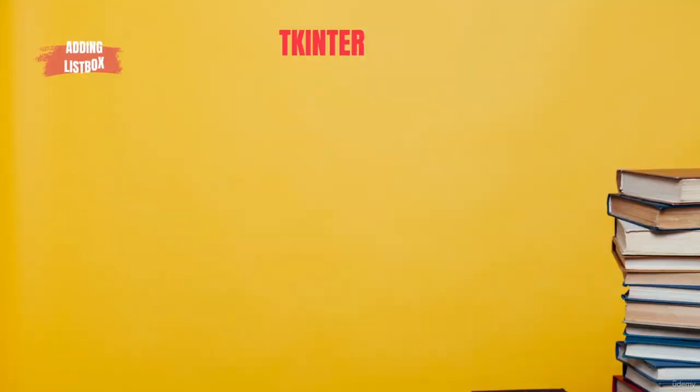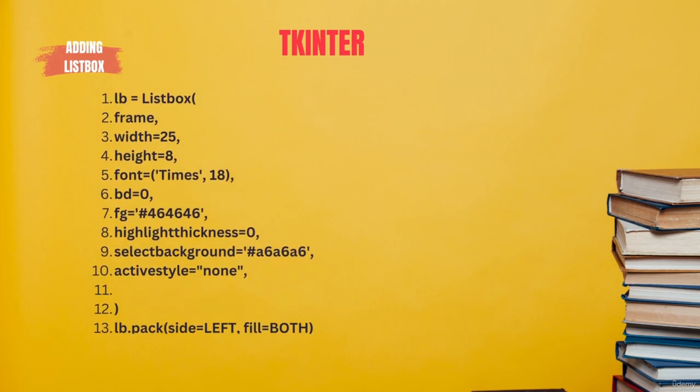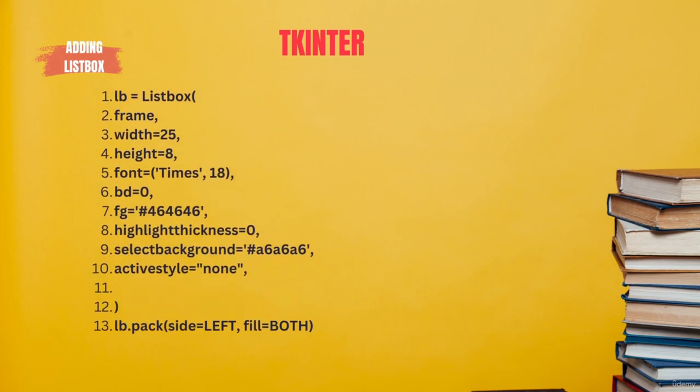Adding a list box. In this section, we will learn why and how we have used the list box on the window. lb is the variable name for storing the list box. Width means the horizontal space provided is 25. Height is 8 rows in the vertical position. Highlight thickness equals 0. That means every time the focus is moved to any item, it should not show any highlight, so value 0 is provided. By default, it has some value.